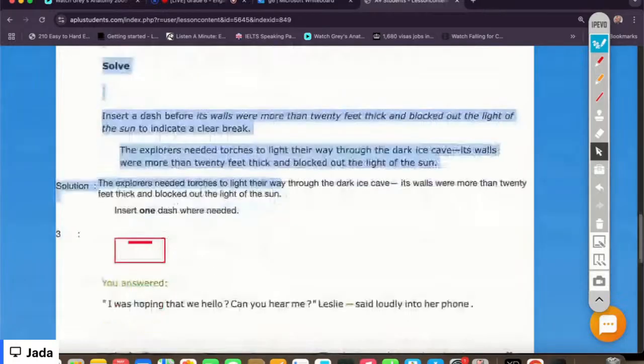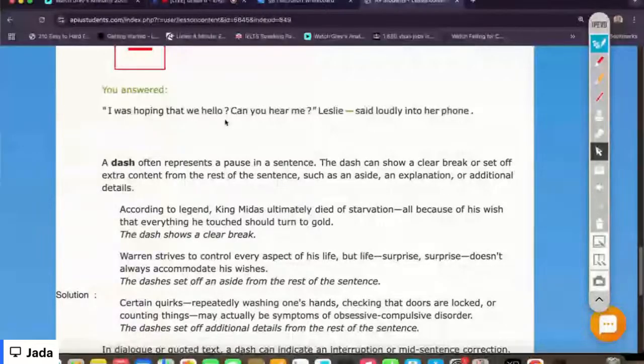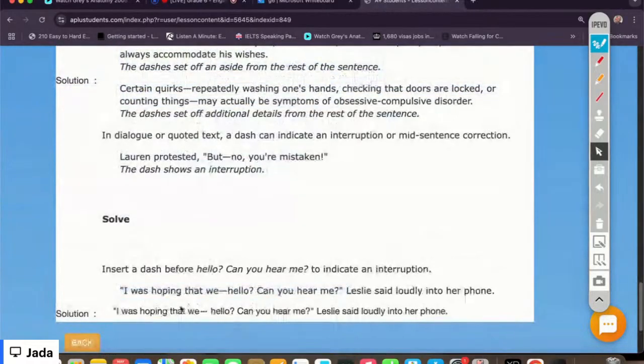So we have: I was hoping that we, say, hello, can you hear me? Leslie, then a dash, said loudly into her phone. So where do we add it? So: I was hoping that we, then a dash, hello, can you hear me? So the dash should be in between we and hello, okay?